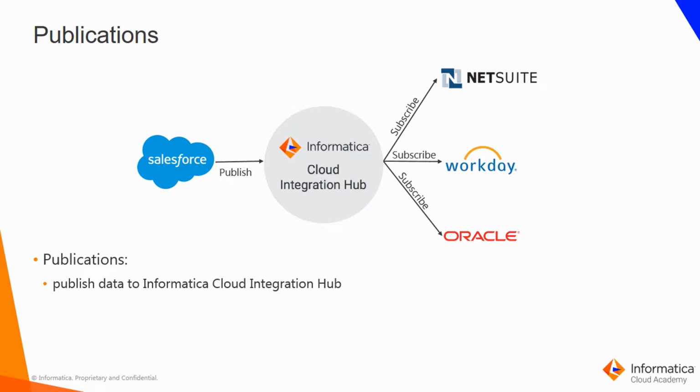All the formatting and cleansing of the data is done while publishing the data into the hub using Informatica Cloud mappings and tasks. Publications publish data to topics. Multiple publications can publish data to the same topic. Publications can publish from any type of source that Informatica Cloud supports.